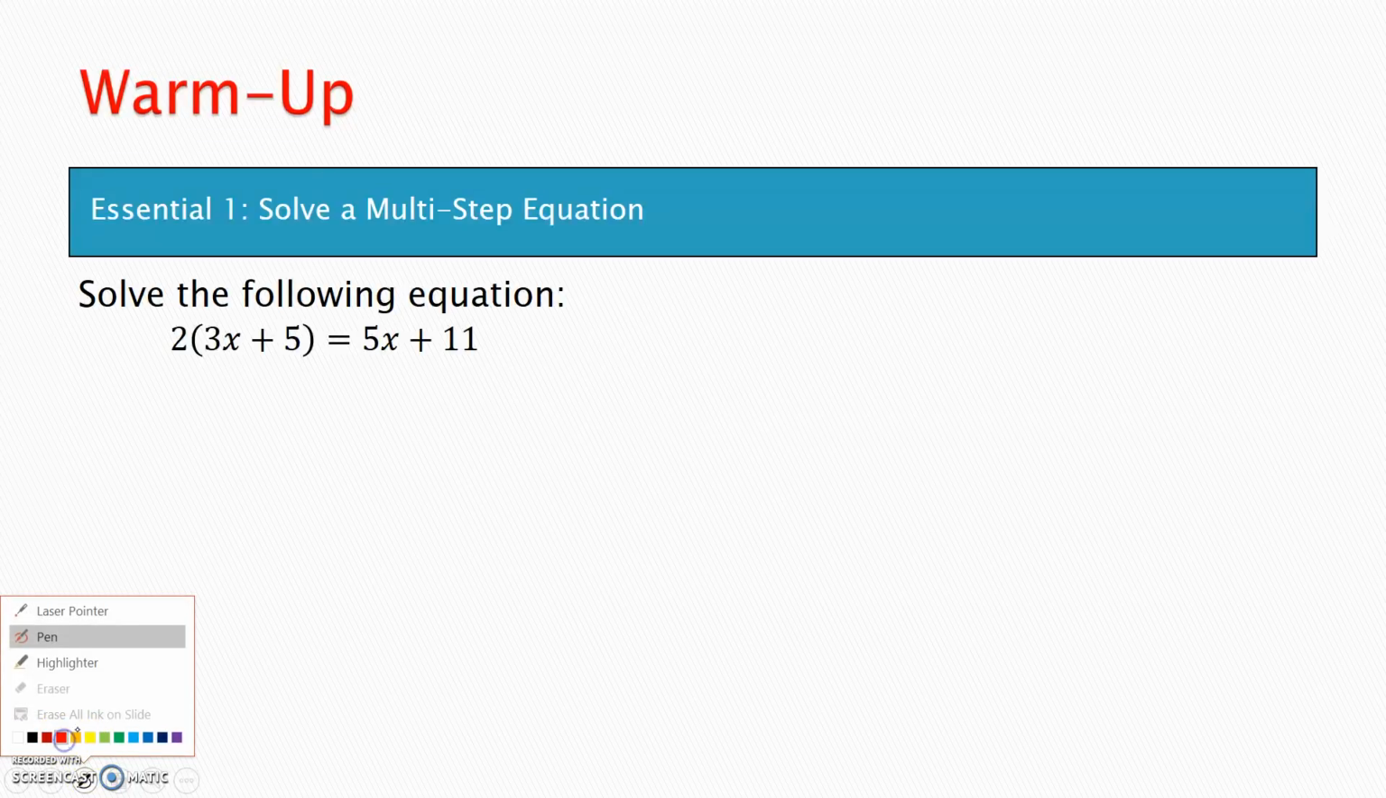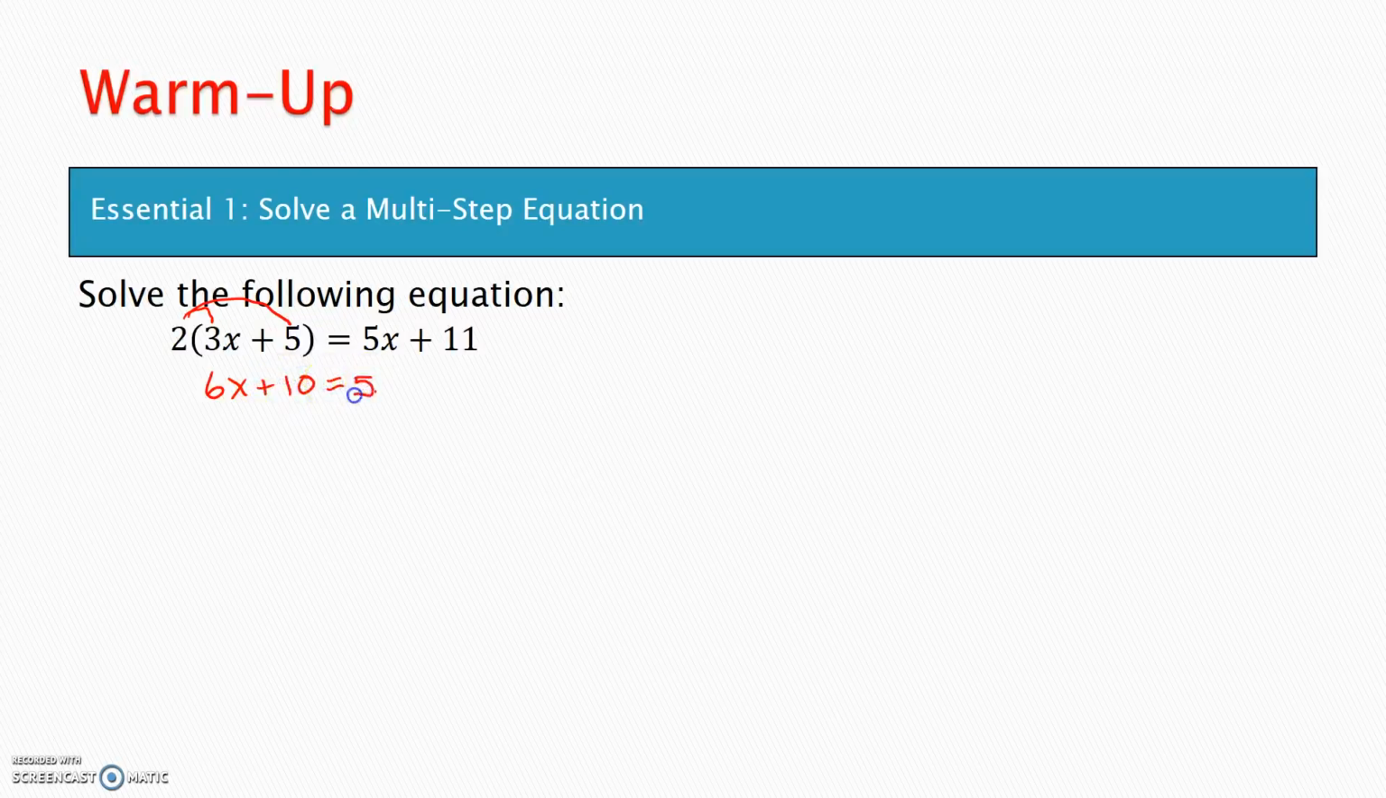Alright guys, the first thing we want to do with this problem, I see parentheses here, so I want to go ahead and distribute. What's 2 times 3x? That's going to give me 6x. What is 2 times 5? Well, that is 10. And again, I'll bring everything else back down exactly as I see it.